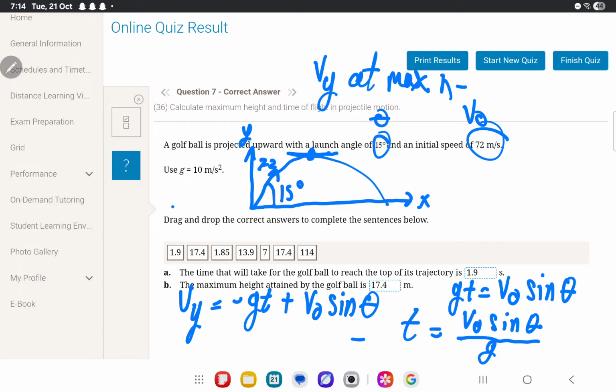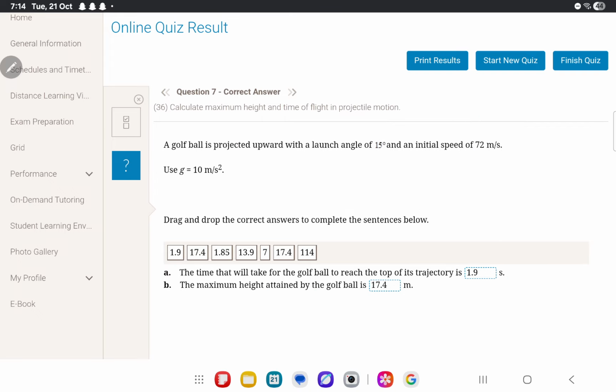All right, so let's plug in these values directly. V0 is 72, sine theta is sine 15, over g. They told you to use it as 10. So over 10 gives you 1.86 seconds. You round to 1.9, which is what they want. All right, so part B, the maximum height attained by the golf ball.